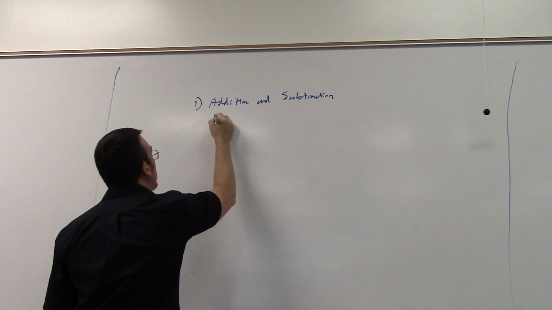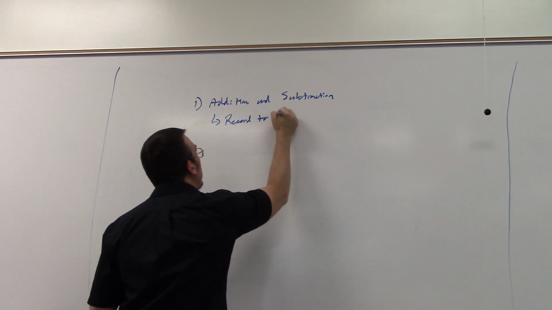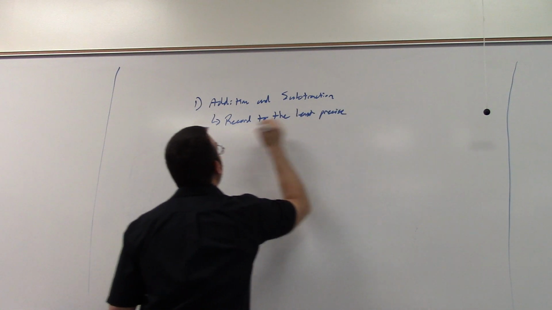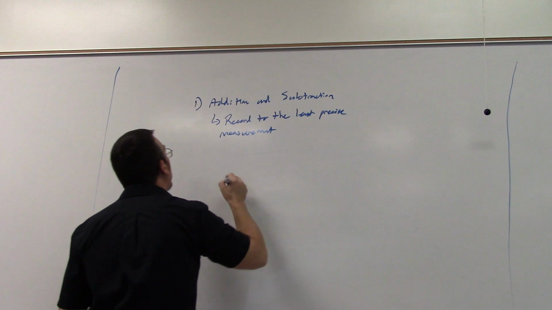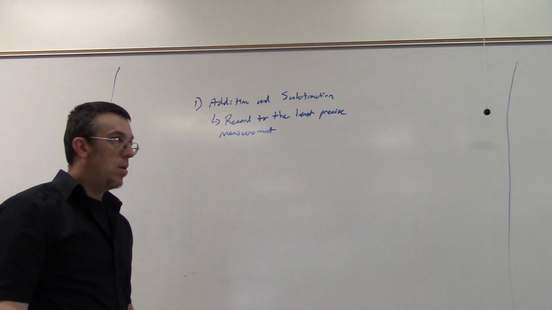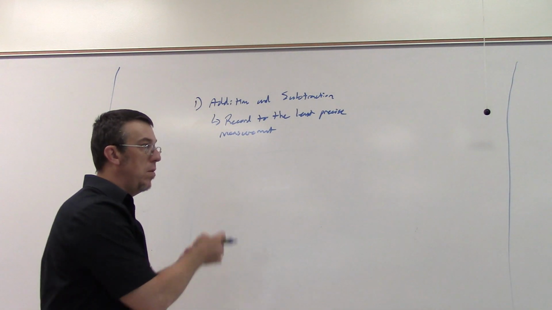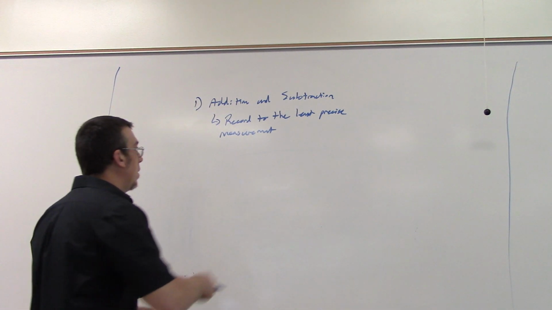All right, so what this rule says is that you record to the least precise measurement. All right. And we're going to come back to that. So least precise means that you are recording to the least number of decimal places. And that could be a multitude of different ways of looking at it, and that depends on what you're measuring at that point in time.